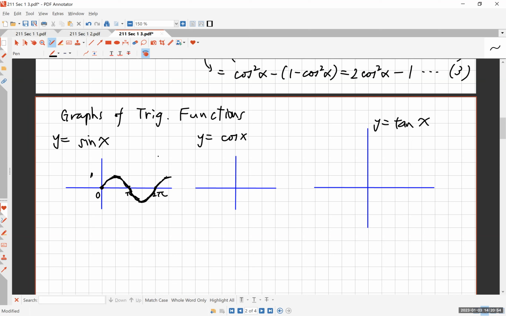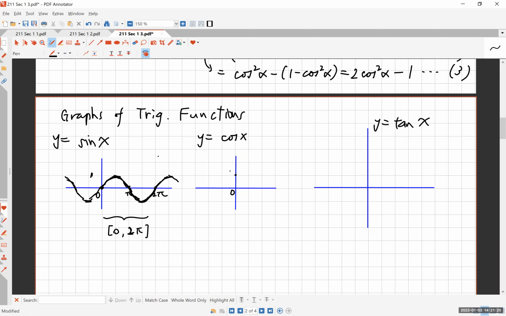And so this continues on forever, like the sine wave. All right, but this part here, like I said, is called the fundamental period. Okay. And you can talk about things like the amplitude, which is 1, the period is 2 pi, and so on. Okay, cosine of x starts at 1.